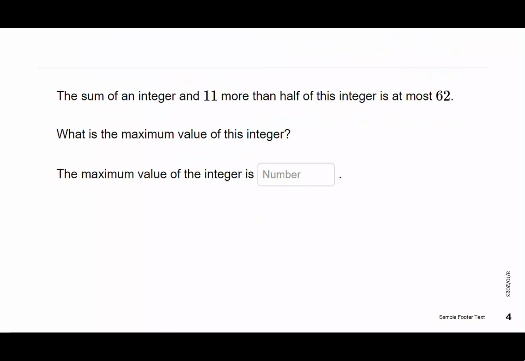Let's try another one. I have the sum of an integer and 11 more than half of this integer is at most 62. What's the maximum value of the integer? Start where it says the sum of an integer. Integer means we have a variable. I'm going to use x.